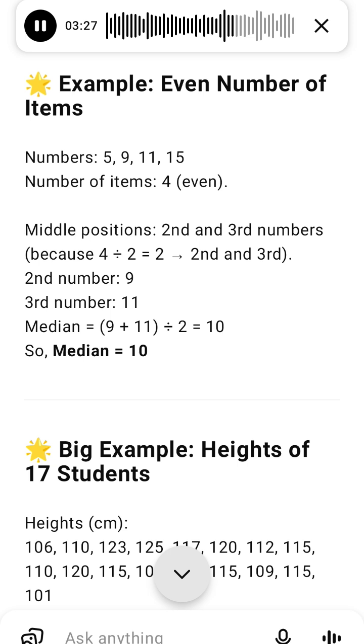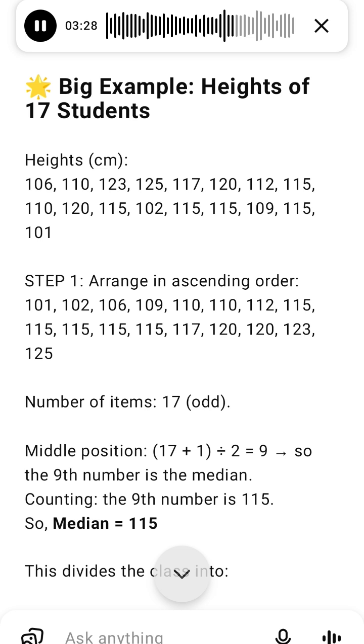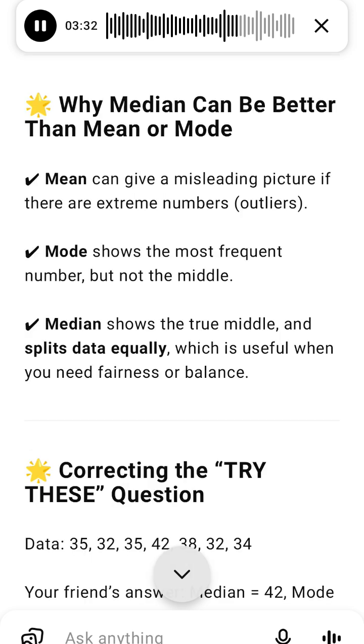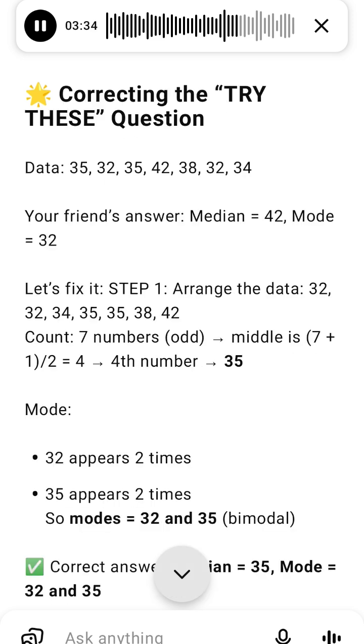Example, even number of items. Numbers: 5, 9, 11, 15. Items 4, even. Middle positions, second and third numbers: second is 9, third is 11. Median equals the average, so median equals 10. Big example, heights of 17 students.